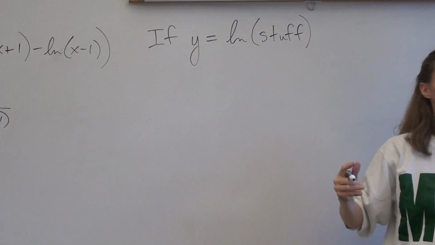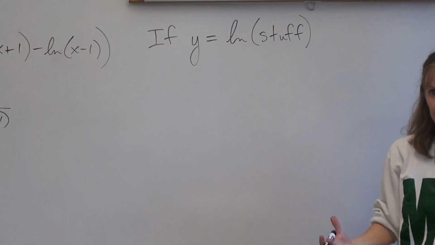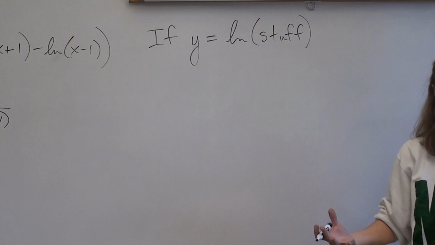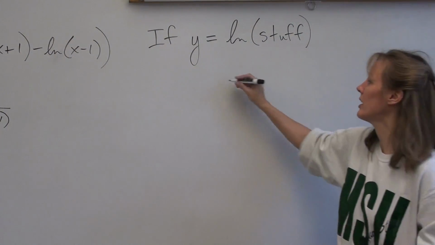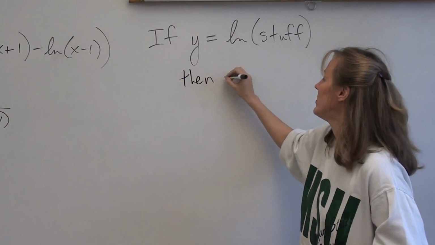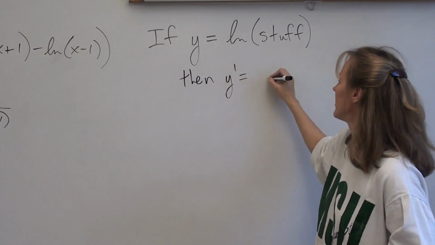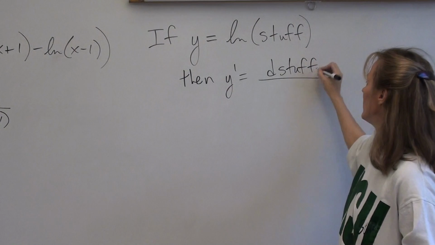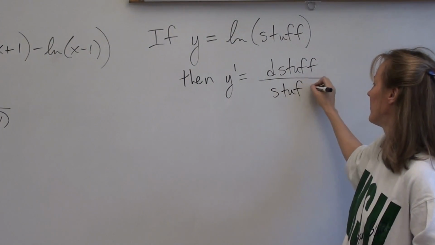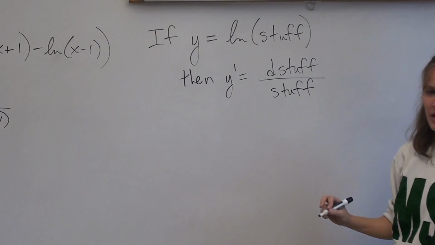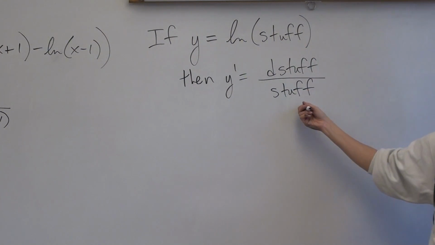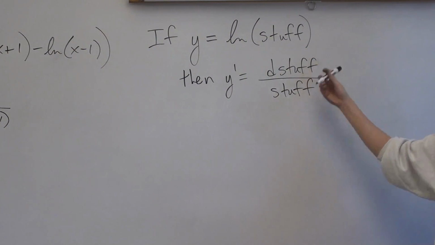If y is the natural log of stuff, you see this mathematical term stuff, right? Then y prime is d stuff over stuff. You put the argument on the bottom, and you put its derivative on the top.